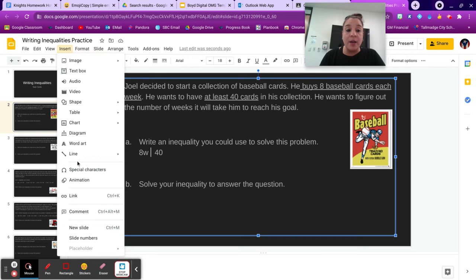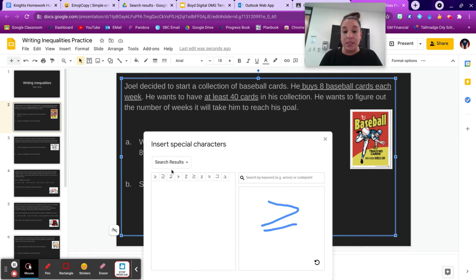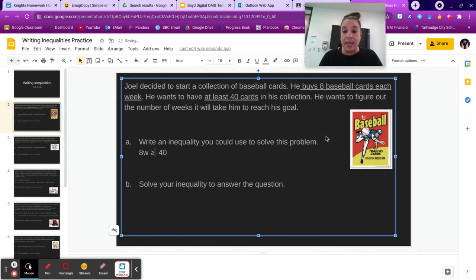So I'm going to come over here to insert special characters. I'm going to draw the greater than or equal to sign, and I'm going to insert it just like that. So my inequality is 8 times the number of weeks is greater than or equal to 40. That means he's saving 8 cards a week, times the number of weeks, is greater than or equal to 40 because he wants to have at least 40 cards. So now all you're going to do for part B is solve that inequality to figure out how many weeks he needs to save in order to reach his goal.